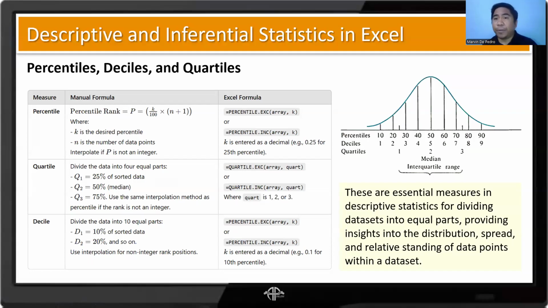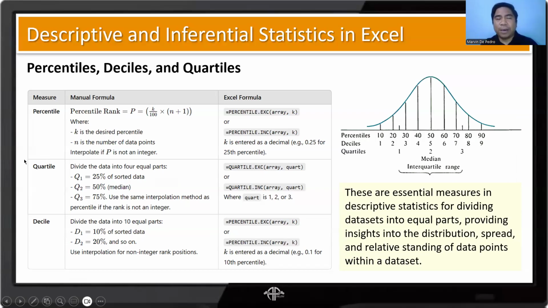I'm going to focus on the quartile. So percentile, basically we are dividing our entire data set by 100 parts, where each part is a percentile, and we use that formula. Decile, on the other hand, instead of 100, we divide the entire data set into just 10. So each one is a decile, right?